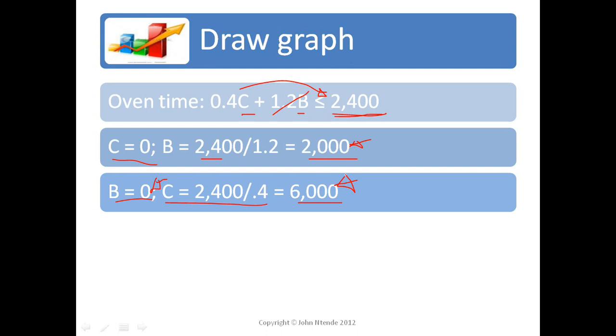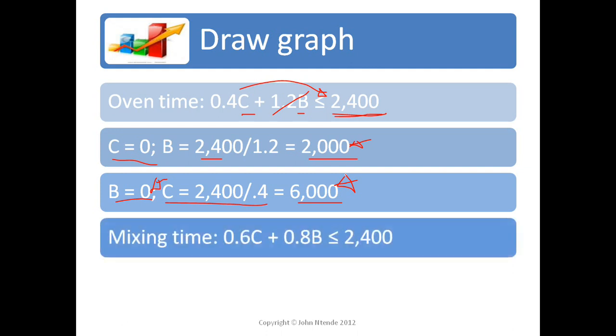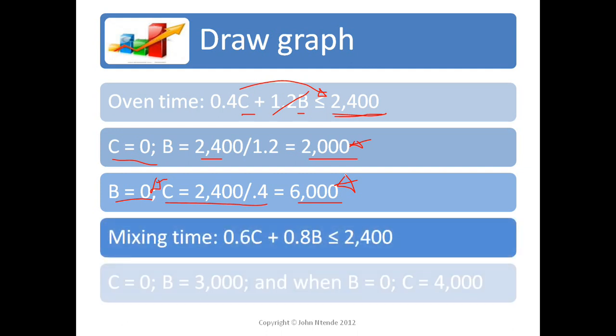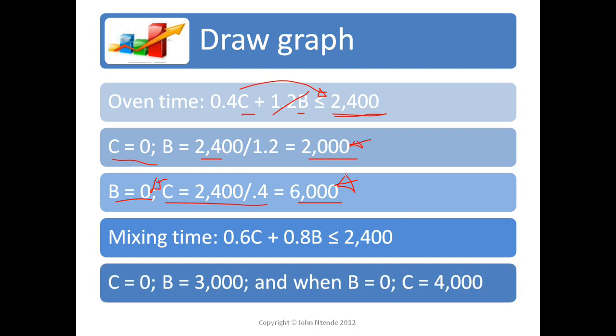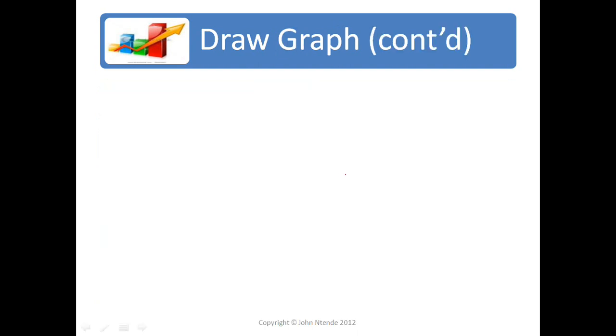So we do the same thing for mixing time. When c is equal to 0, b is equal to 3000, and when b is equal to 0, c is equal to 4000. So once we have these 2 points, the next thing is simply plot them on graph paper. So let's draw the graph in detail.